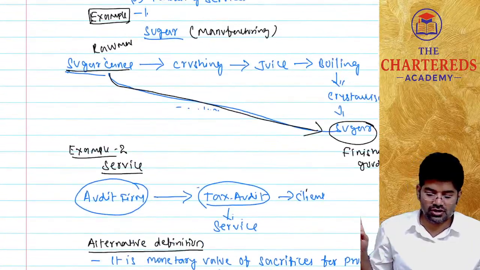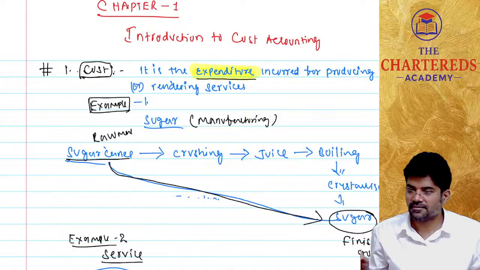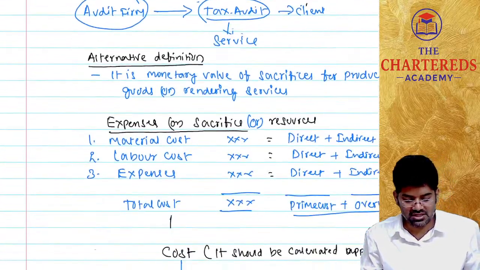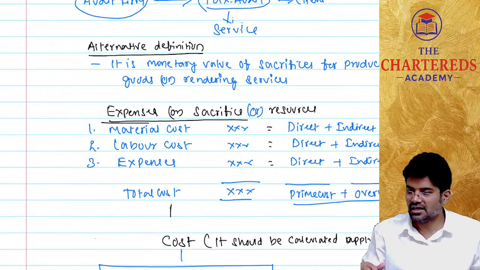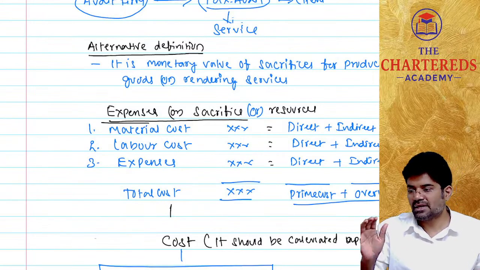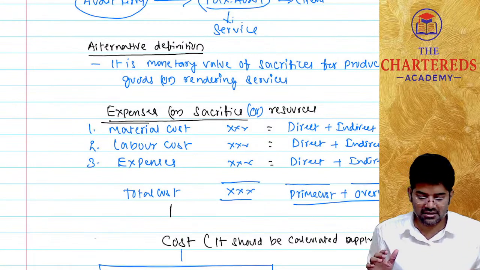So far two things we have covered. What is cost? Then what does cost consist of? Cost consists of three elements: material, labor, and expenses. Then immediately, how cost can be classified, that also we have seen. Further discussion on that we will do. Okay. Now immediately we shifted focus to this one.